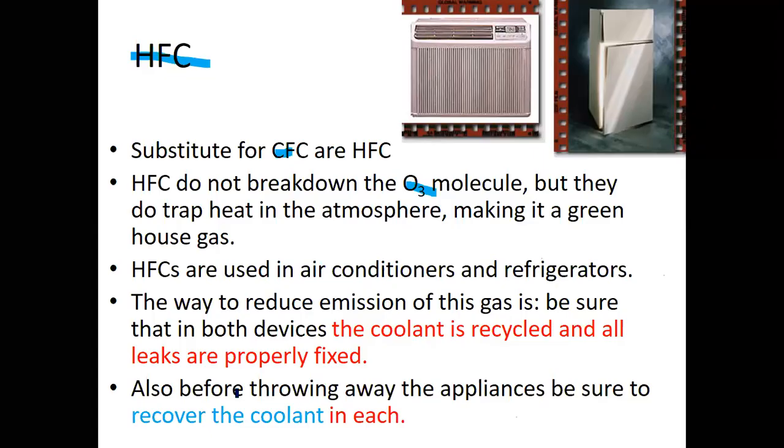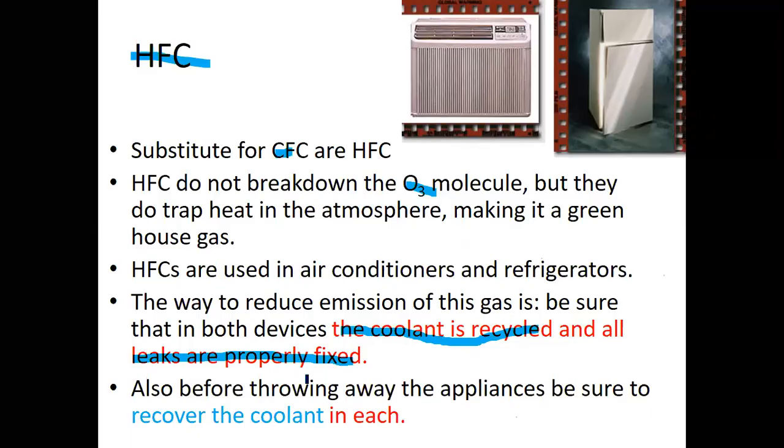So what shall we do? We have to use these gases for different purposes. So what can we do? The way to reduce emission of these gases is to be sure that in both devices the coolant is recycled and all leaks are properly fixed. Otherwise, those gases can enter the atmosphere, and since they are very high density gases, they remain in the lower atmosphere. Because of that, they can cause global warming.